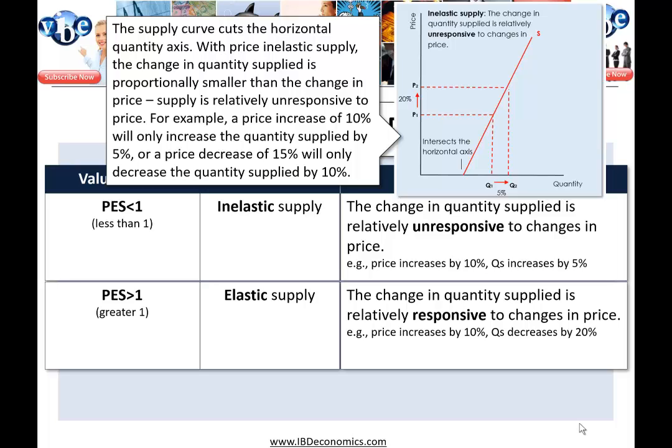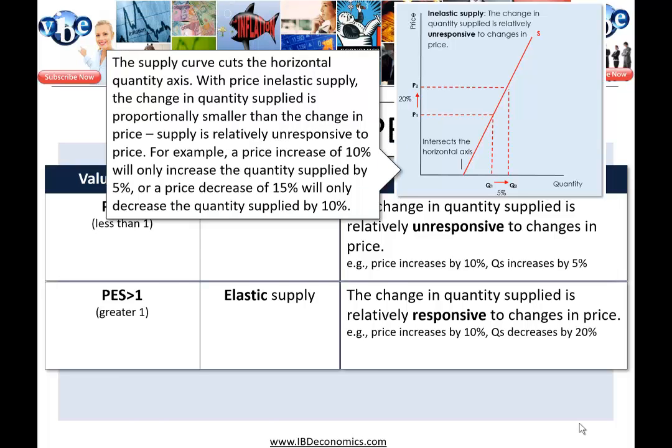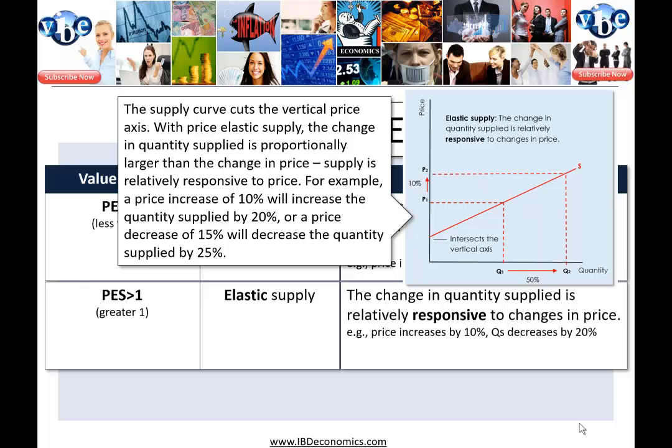Okay, the supply curve cuts the horizontal quantity axis with price inelastic supply. The change in quantity supplied is proportionally smaller than the change in price, and here supply is relatively unresponsive to price. This shows an example of a price increase of 10% will only increase the quantity supplied by 5%, or a price decrease of 15% will only decrease the quantity supplied by 10%. In inelastic supply, that supply curve cuts the horizontal, the quantity supplied axis. Elastic supply, the supply curve cuts the vertical price axis.